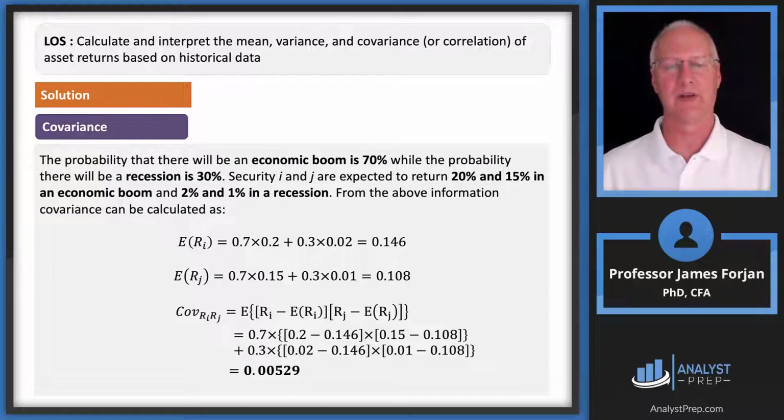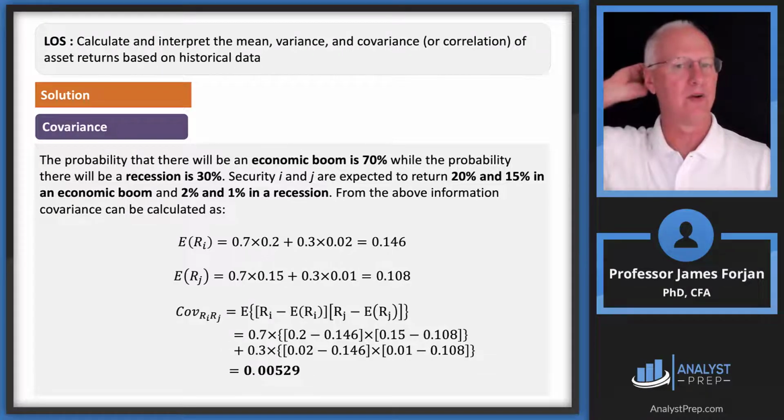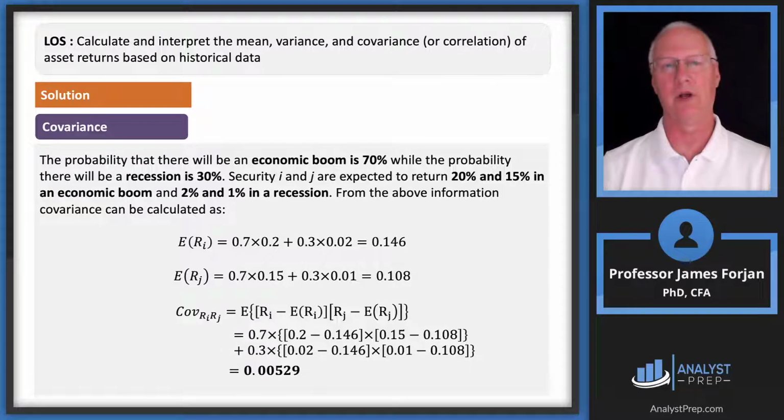All right, so let's try to figure this out mathematically. Notice that there's the calculate part of the LOS. I just gave you the interpret part of that LOS. So let's do probabilities like the reading does. We have probability of an economic expansion 70%. Probability of an economic recession is 30%. All right, so we have security I and J expected to return 20 and 15% during an expansion and 2 and 1% in a recession.